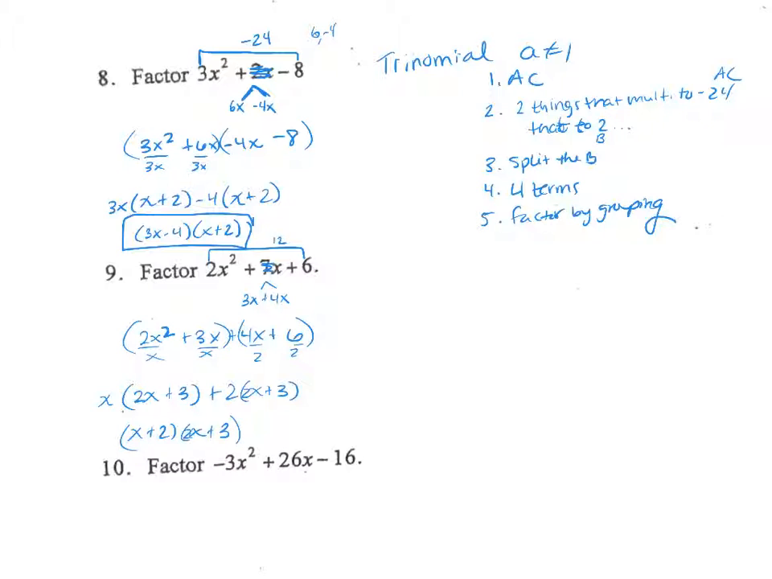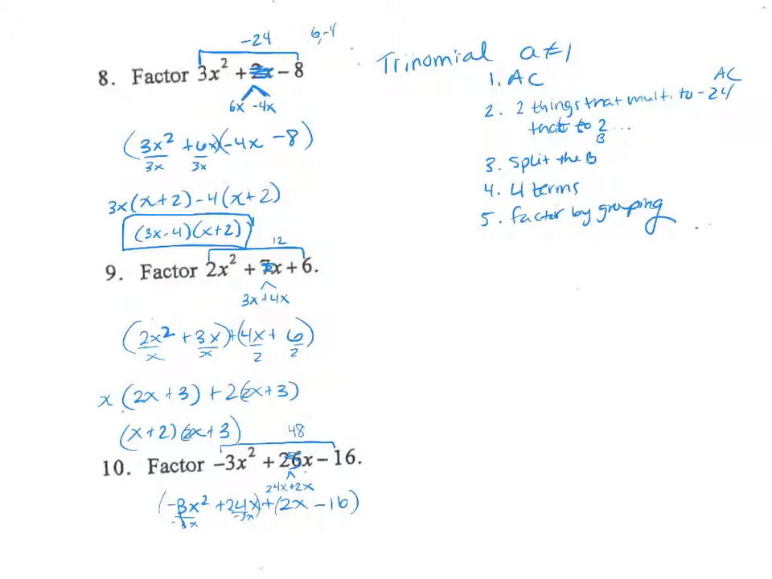And my last one, negative 3 times negative 16. Well, that's positive 48. And so I need two things that multiply to 48 that add to 26. Well, it's 24x and 2x. So now I write out my 4 terms: negative 3x squared plus 24x plus 2x minus 16. Find the GCF. I can divide both of these by negative 3x.